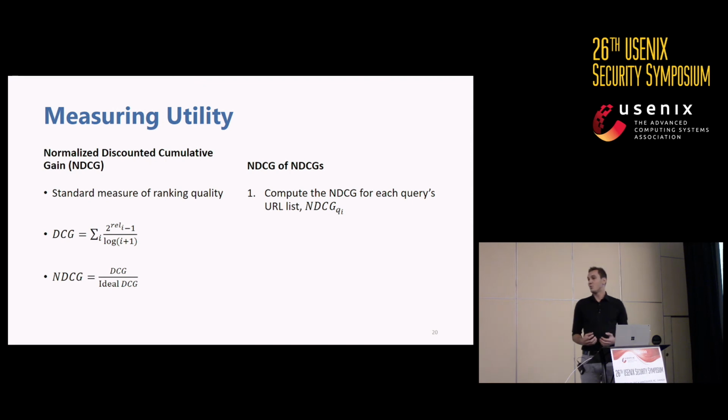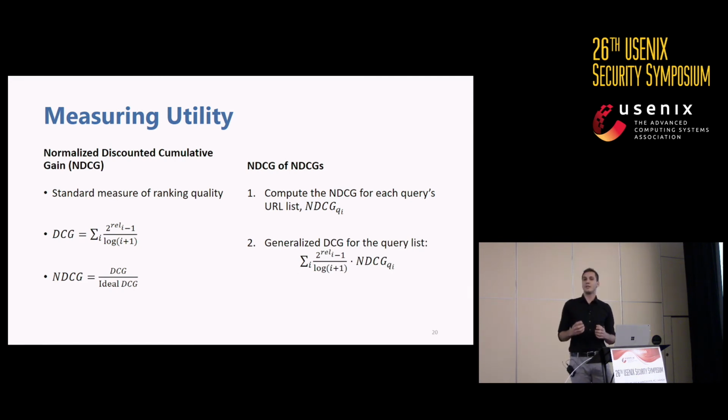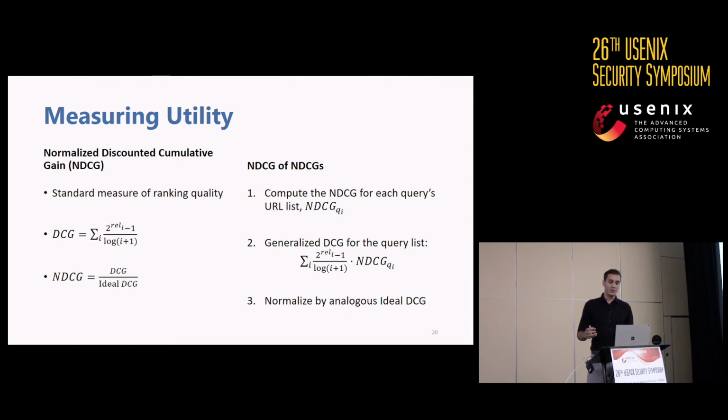All it is basically for each query in the head list, we compute that query's URL list's NDCG value. Then when we go to compute the NDCG of the query list itself, each query's contribution to the overall NDCG score is further discounted by how well it estimated its URL list. So if it estimated its URL list perfectly, then the NDCG score of that URL list would be 1, and there would be no discounting. If it estimated it poorly, though, then the NDCG value would be near 0, and the query's contribution to the overall NDCG score would be much lower. So that's the DCG computation. You normalize that DCG computation by the analogous ideal DCG to get your final NDCG of NDCG's value.